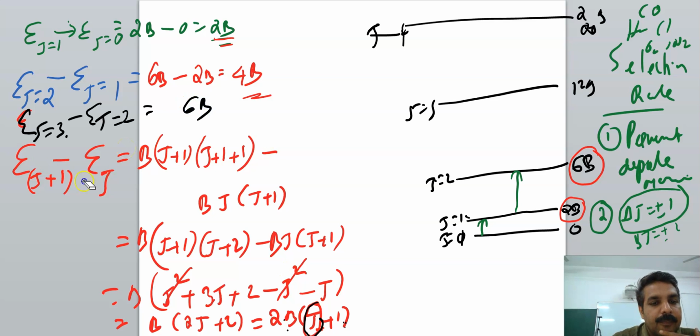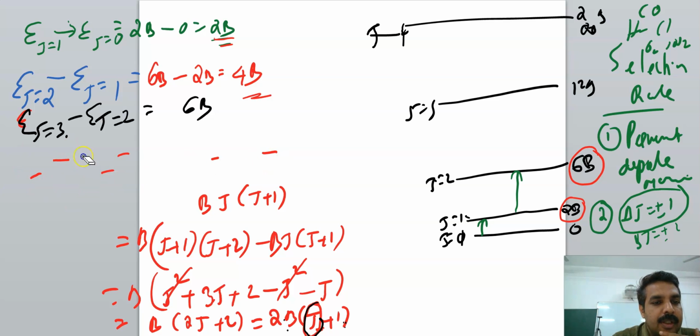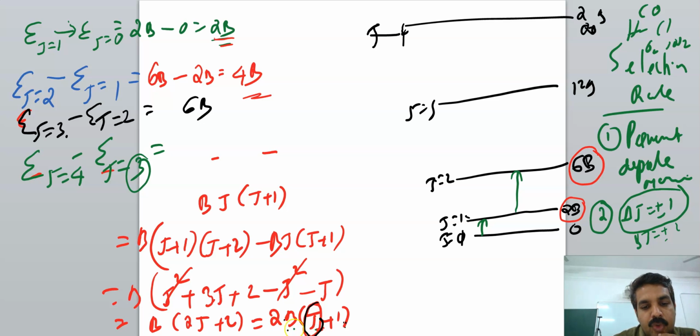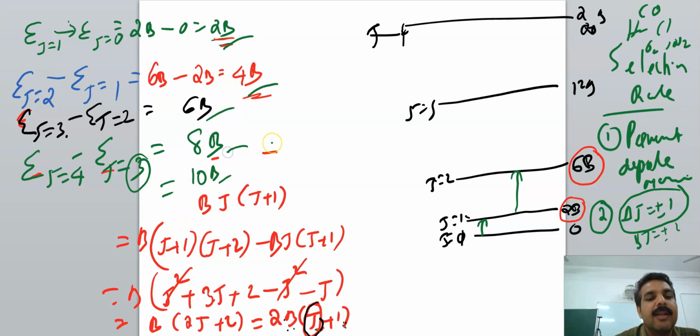And the next transition is from J equal to 3 to 4. So the energy is ε(J=4) minus ε(J=3), or I am meaning epsilon, J is equal to 3. So here put J is equal to 3: 2B into 3 plus 1. 3 plus 1 is 4, 4 into 2, 8B. And the next level will be 10B. We can say 2B, 4B, 6B, 8B, 10B.